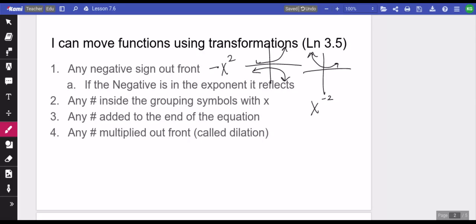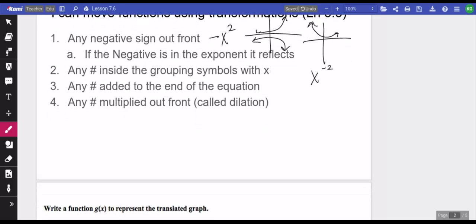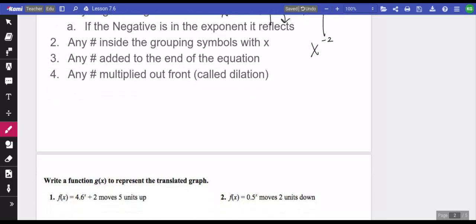Any number inside the grouping symbols with x moves it left or right. However, it's opposite the sign, remember. A number added to the end is up or down. And a number multiplied out front is called dilation. That's our slope.